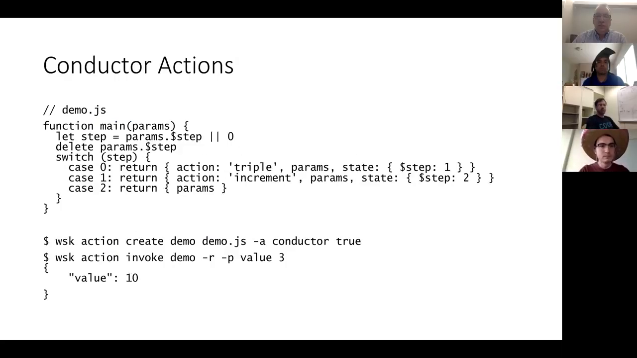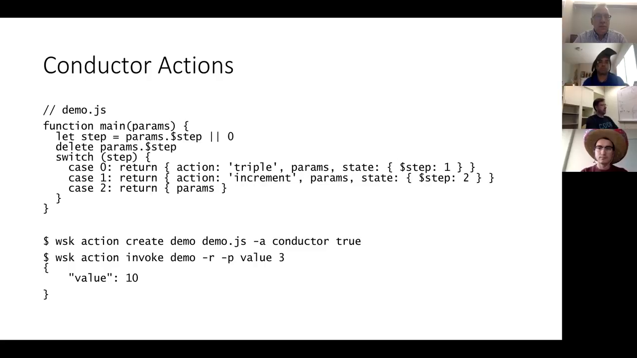So here's the quick slide on conductor actions. Here you have a sample action. At the top of the slide, you have the code for the action, and at the bottom, you have how you use it. So let's start with the bottom. The main point here is that conductor actions are just actions. So you create them like you create any action. You invoke them like you invoke any action. You can do blocking invokes. You can do web actions. All of these things are possible.